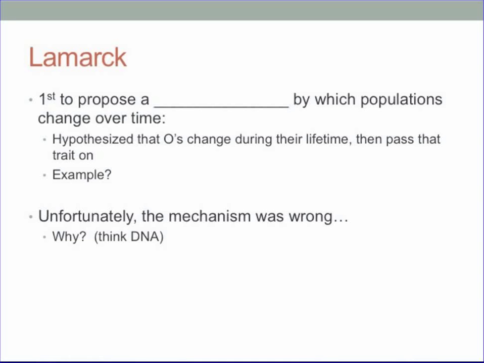Unfortunately, he was wrong about that, because remember that all traits are coded for in the DNA. All traits are passed on from parent to offspring through DNA, not through an acquired characteristic. A good example of an acquired characteristic during a lifetime would be a scar. And a scar is not something that's passed on through DNA.